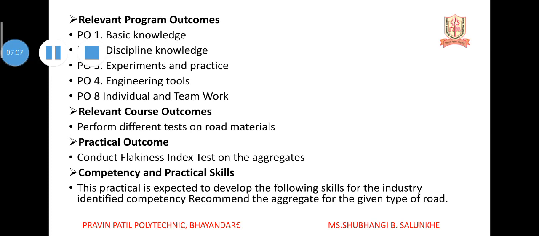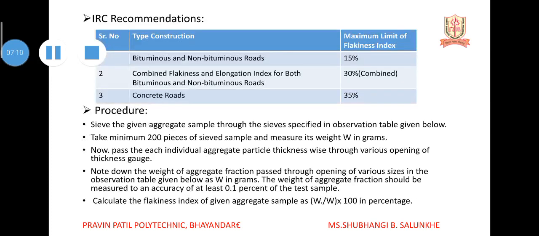And how are we going to identify it? For that, our IRC has helped us. Let's see the IRC recommendation. The IRC has given some limits for the flakiness index. If the flakiness is 15% maximum, then we can use it for a bitumen and non-bitumen road. If our flakiness index is 30%, which is a combination of elongation and flakiness, it can be used for a bitumen and non-bitumen road, and if our flakiness index is 35%, then that aggregate can be used in a concrete road.